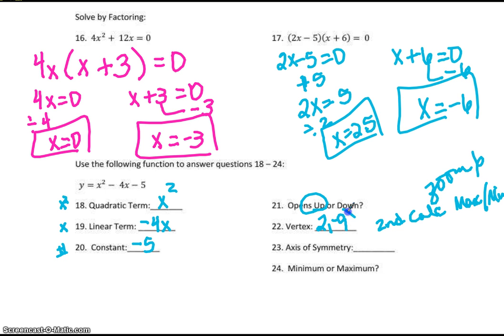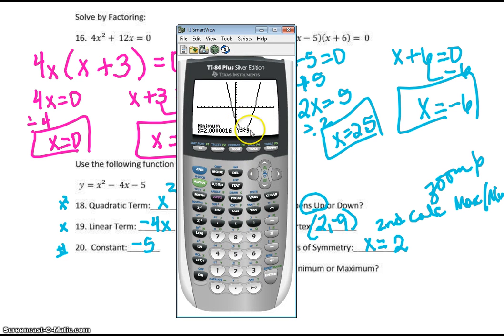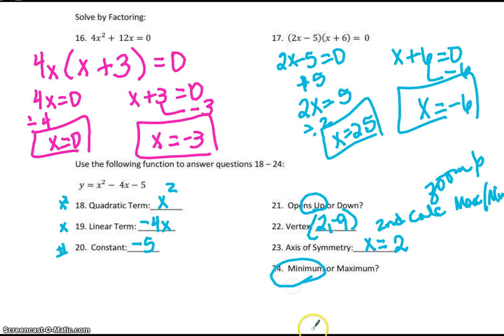2, negative 9. Axis of symmetry is always x equal, and it's whatever the x of your vertex was, so it's 2. And then we've really actually already answered this one. It was a low point at the bottom, therefore it was a minimum.